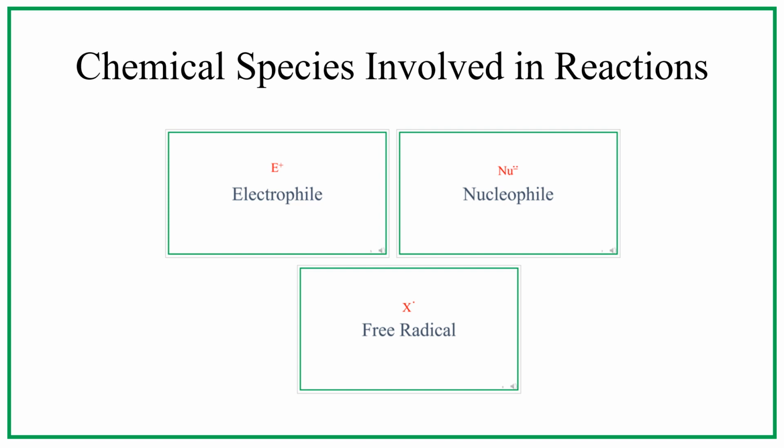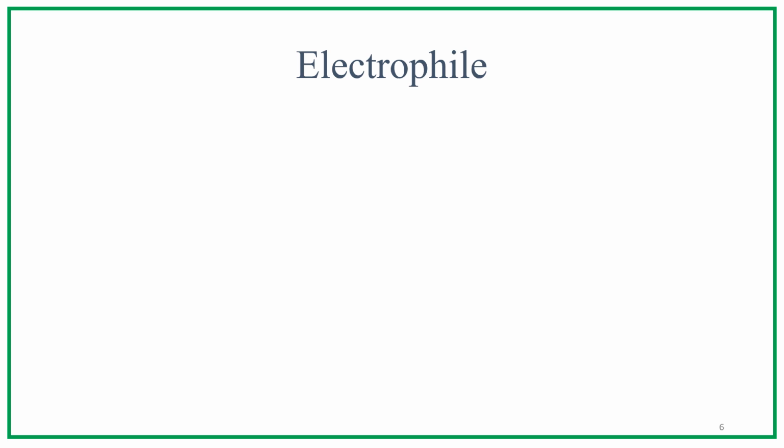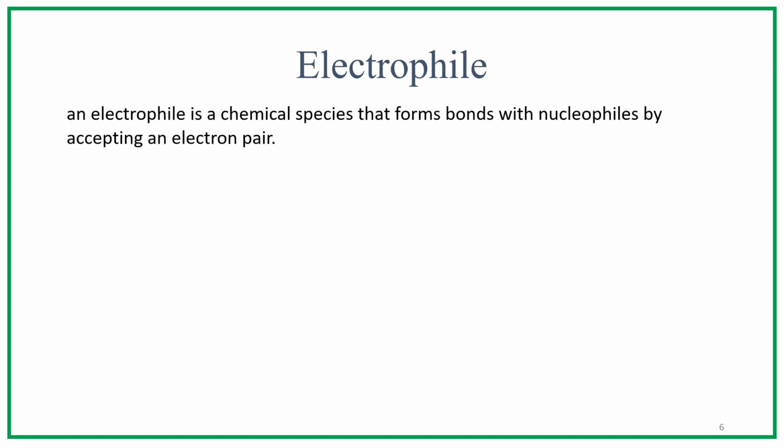There are important chemical species involved in organic reactions. They are electrophiles, nucleophiles, and free radicals. Let's study what those are. What is an electrophile? An electrophile is a chemical species that forms bonds with a nucleophile by accepting an electron pair.